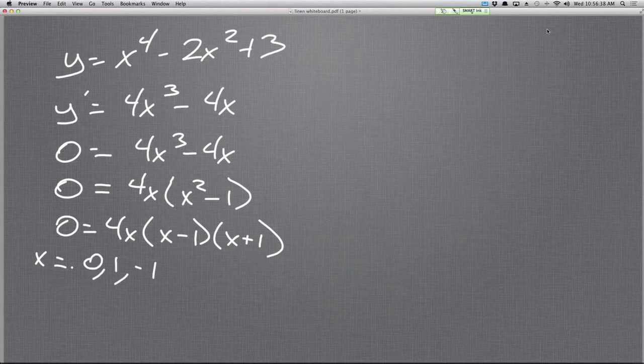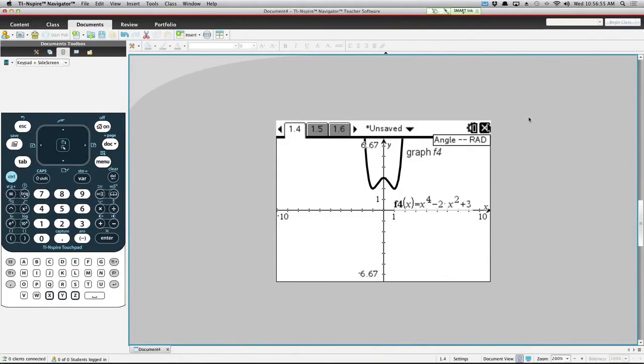Now what should be happening at those 3 values? The tangent line is horizontal. The tangent line should be horizontal, so let's look at the graph of that. So there's my graph of that function, and we said what x values? 0, 1, and negative 1. If I were to draw a tangent line at those x values, would they be flat? Yes, they would be.